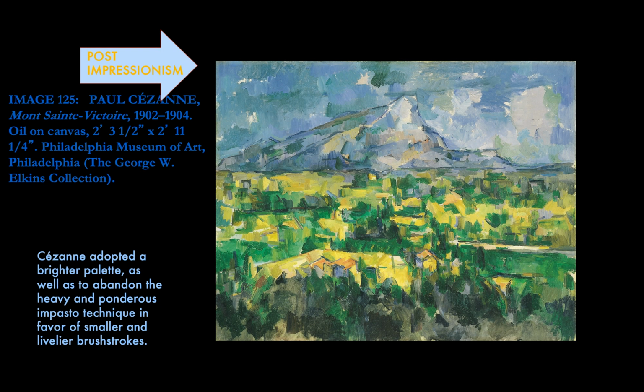So Cezanne adopted kind of a brighter palette. It wasn't necessarily as muted as the realist or some of the French painters before him. They were bright, but it wasn't arbitrary. But he did abandon the impasto, or the really heavy brush strokes, even though it's still unblended color and you can see the brush strokes. It's not a really thick application of paint.